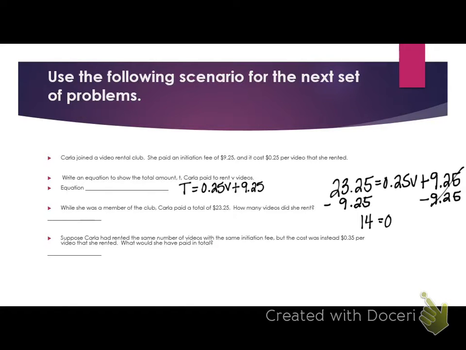And that would be equal to whatever was left over on the right side. So now we need to know what 25 cents was multiplied by to get that 14. In order to figure that out, we would divide. We would divide by the 25 cents on both sides. Anything divided by itself is 1, meaning we would only have v left. And 14 divided by 0.25 is 56. So she rented 56 videos.